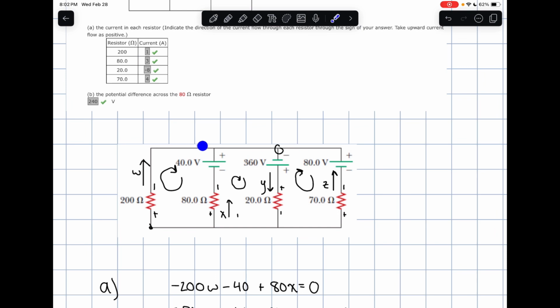As we keep going along this circuit, we reach the battery. We go down from a positive potential to a negative potential, meaning once again another loss in energy. So we're going to say minus 40 for these 40 volts. However, as we approach this resistor, we're going from a negative to a positive potential, as if we're pushing uphill, meaning we're going to gain energy. So we have plus 80x, 80 being the resistance and x being the current along this branch. Then we set this equal to 0.